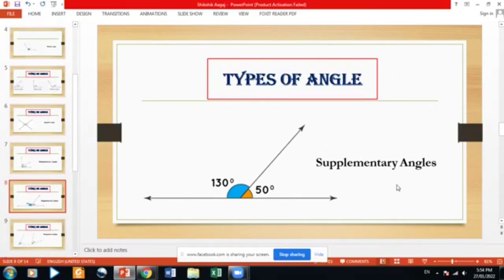These are another type of angles. They are known as supplementary angles. If the sum of the given measurement of two angles is 180 degree, they are known as supplementary angles. See, in blue, one angle is 50 degree and in yellow, a 130 degree angle. If we add them, the sum will be 180 degree. So, it is very simple to define the supplementary angles. If the sum of measurement of given angles is 180 degree, such type of angles are known as supplementary angles.